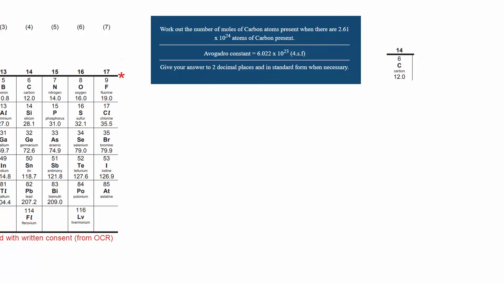In this question, we've been given some information about some carbon, and we've been told that there's 2.61 times 10 to the power of 24 atoms of carbon present. What we've been asked to do is effectively work out the number of moles of carbon atoms present. How would we go about this question, and to what extent, if at all, would we need the periodic table to answer this question?